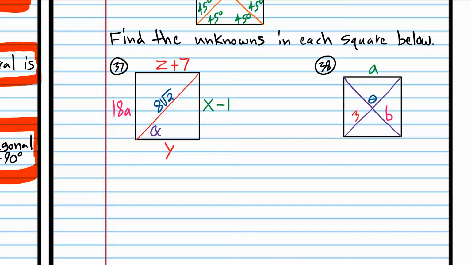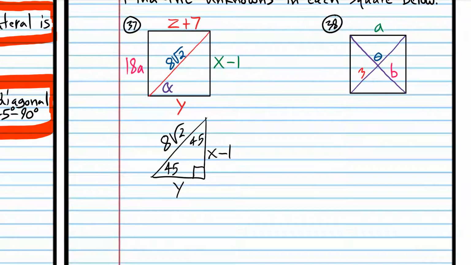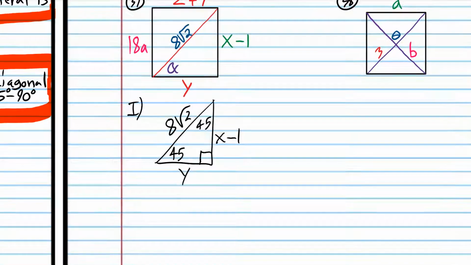So we know that the sides are congruent, but all the variables are different in each side. So we can't really use an equation with that. But we do know that the diagonal is 8 root 2. So I'm going to pull this out, and we have 8 root 2, and then y, and then x minus 1, and we know that this is a 90 degree, and we know that this is 45 and 45 based on one of those theorems. We created two right triangles that are both 45, 45, 90 triangles.